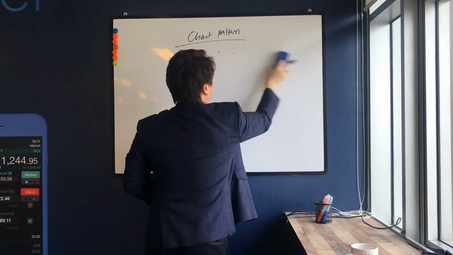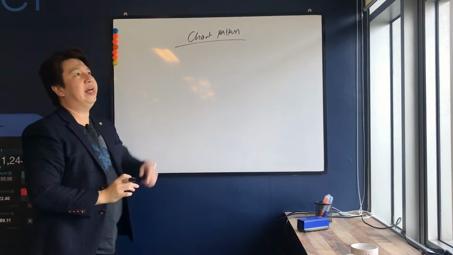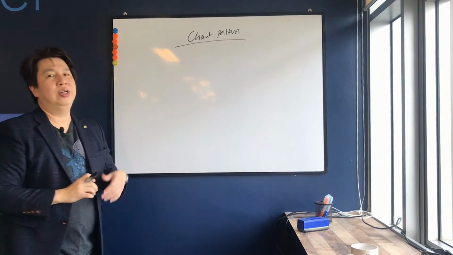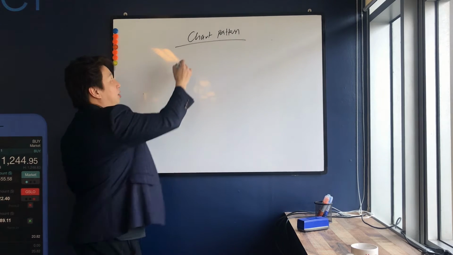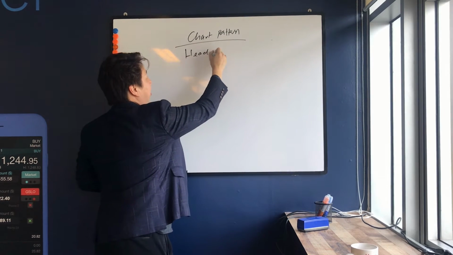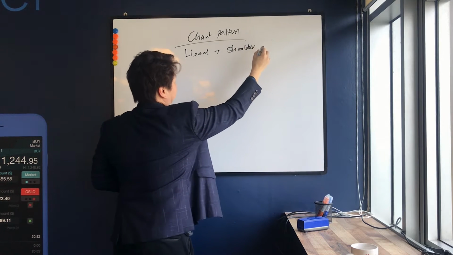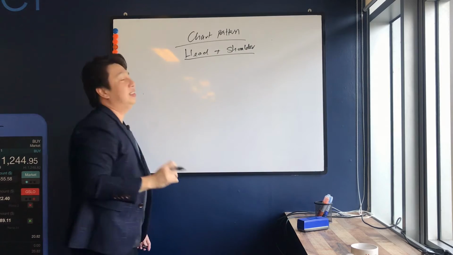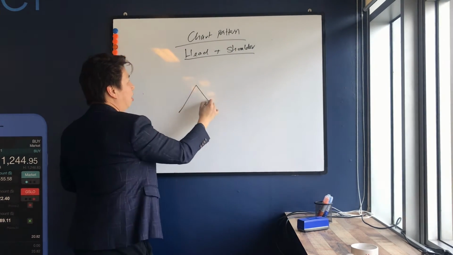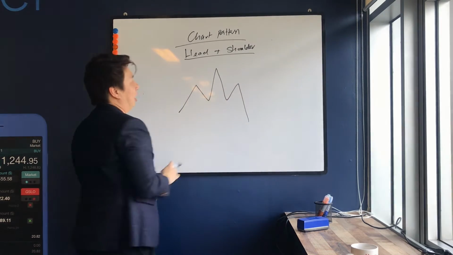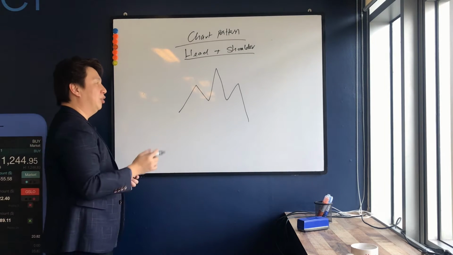So in terms of reversal, we will use one example, and then from there we will apply it to the rest of the patterns. Let's use the head and shoulders pattern, which is a reversal pattern. What are the things to take note of in terms of the head and shoulder pattern?